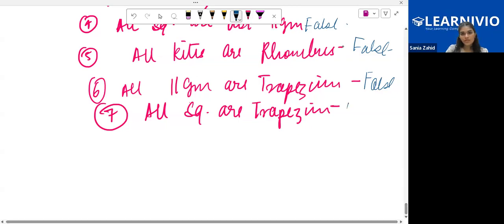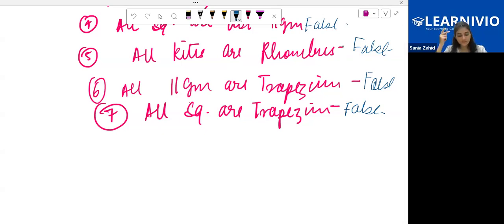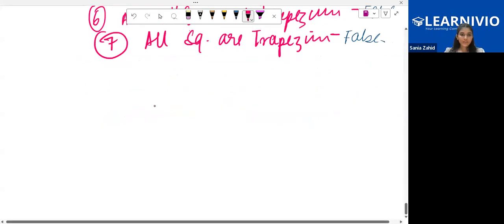It's false, because in a trapezium only one pair of opposite sides should be parallel. But in a square, both pairs of opposite sides are parallel to each other, whereas in a trapezium only one pair of opposite sides should be parallel to each other. Right.